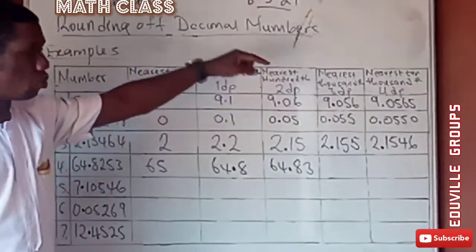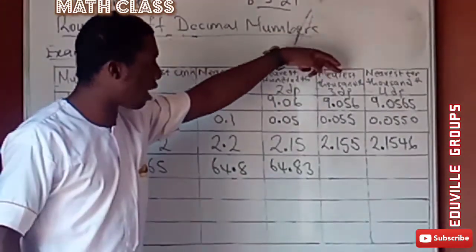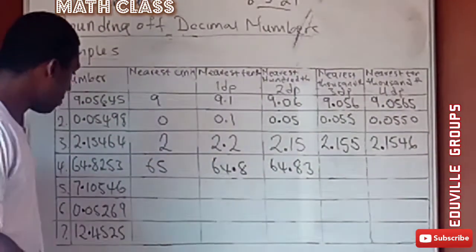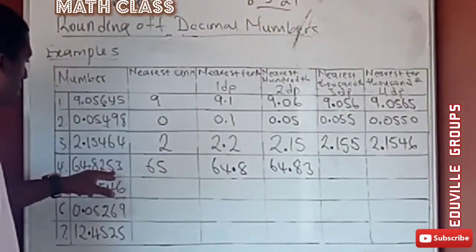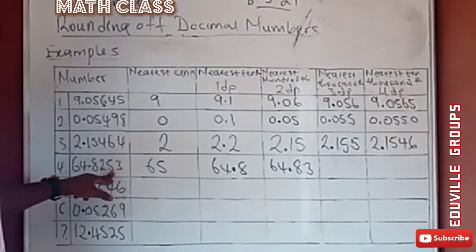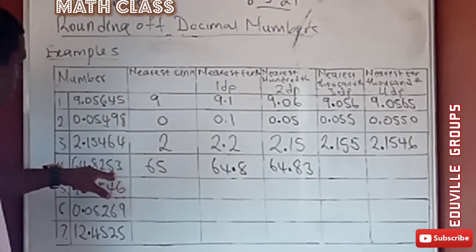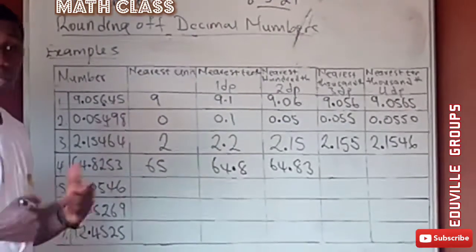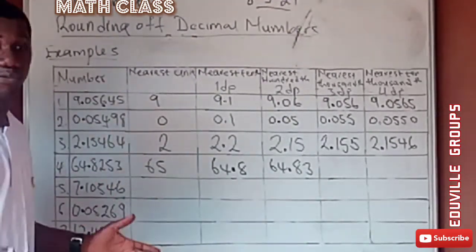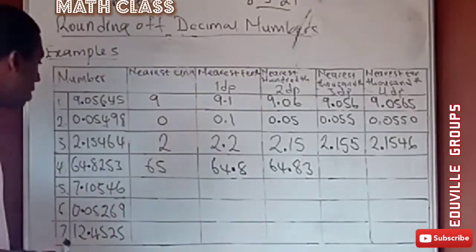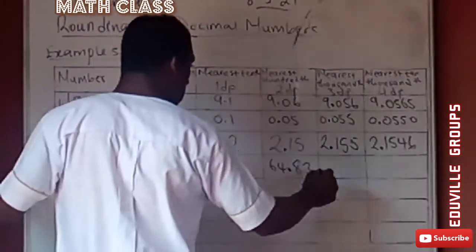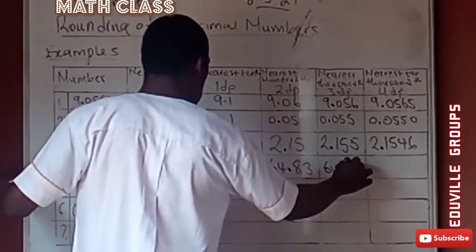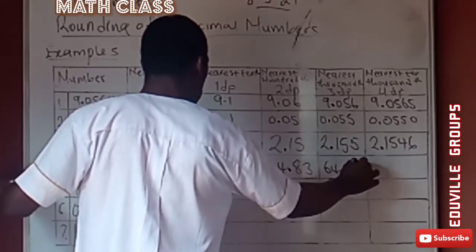Coming to the next column, we are rounding to the nearest 1,000 or 3 decimal places. The digit there is what? At the 3rd decimal place. This is the 3rd decimal place. The digit there is 5. Then the next number, which is what? 3, is not up to 5. Therefore, we're not adding anything to the rounding digit. So our answer there is going to be what? 64.825.